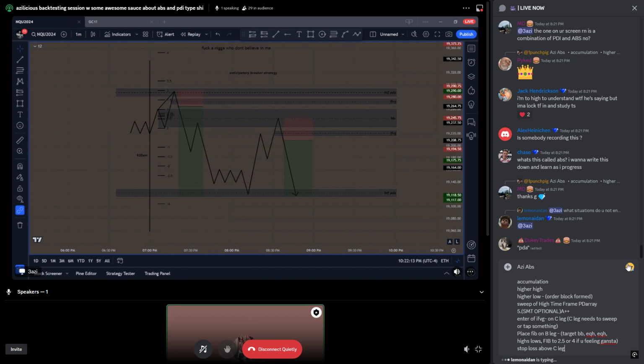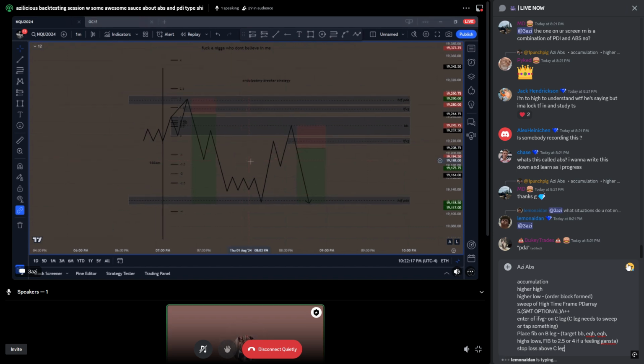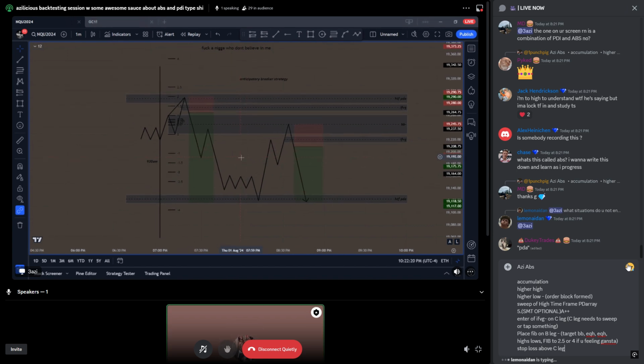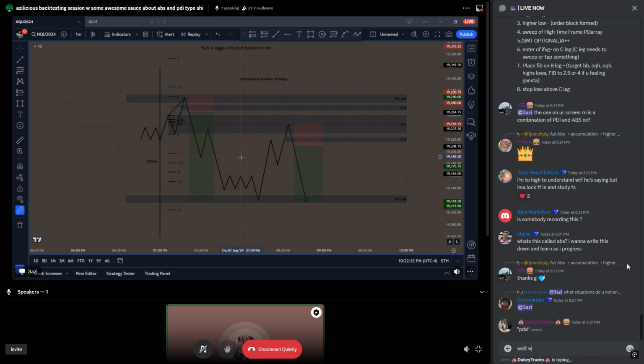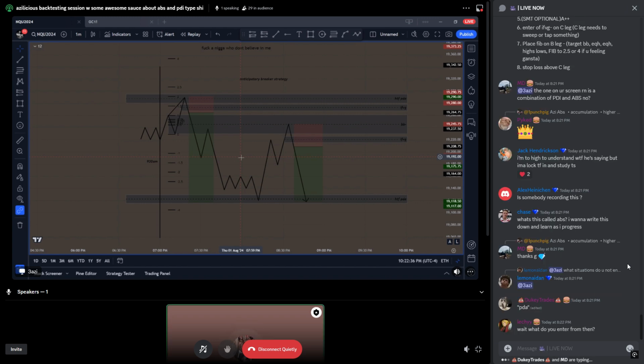What situations do you not enter off an inverse value gap? Really depends. I almost never enter off of an inverse value gap if I am trading on my live account. But in this case, in my backtesting session, I did, just because you guys are used to inverse value gaps, and I just wanted to give something that would seem similar to the strategy you use.